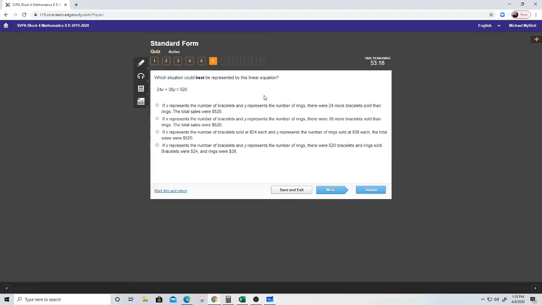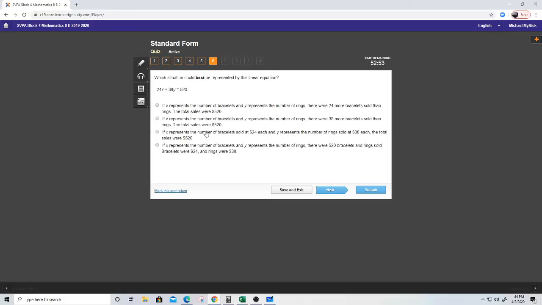Which situation could best be represented by this linear equation? Okay, if X represents the number of bracelets and Y represents the number of rings, there were 24 more bracelets sold than rings. Wow. That's okay. If X represents the number of bracelets and Y represents the number of rings, there were 38 more bracelets sold than rings. I don't know about that.